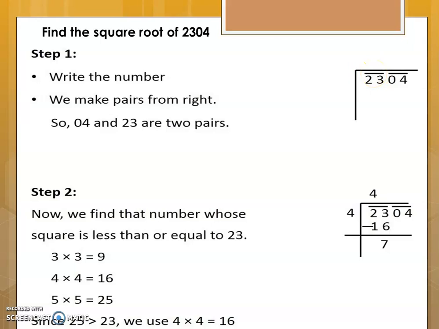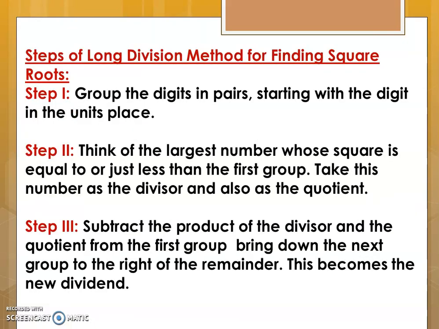Okay, so this is the first step. And you have to start making the pairs from the right hand side, that is from the units place. Now after grouping the digits, step 2 is to think of the largest number whose square is equal to or just less than the first group.